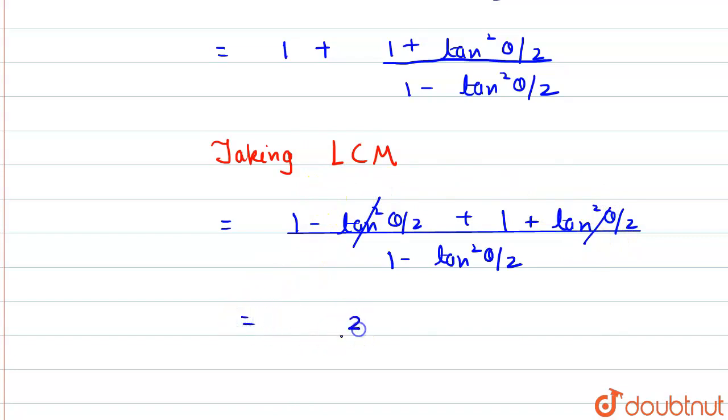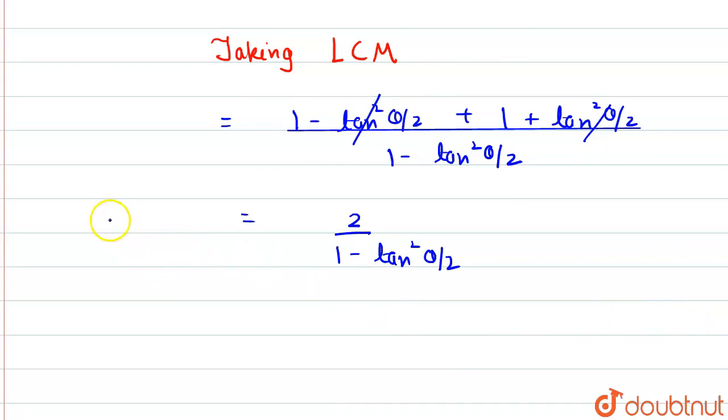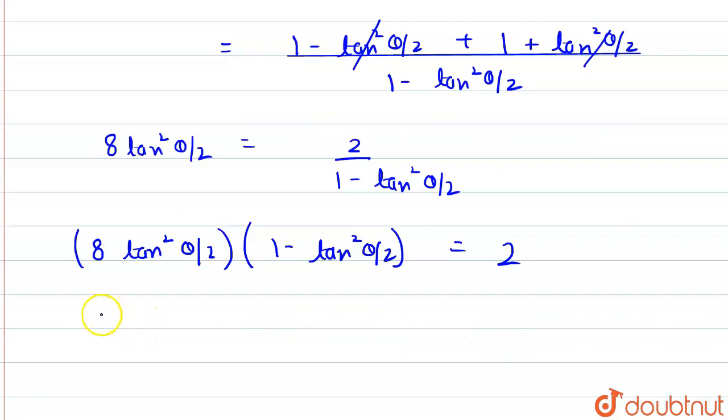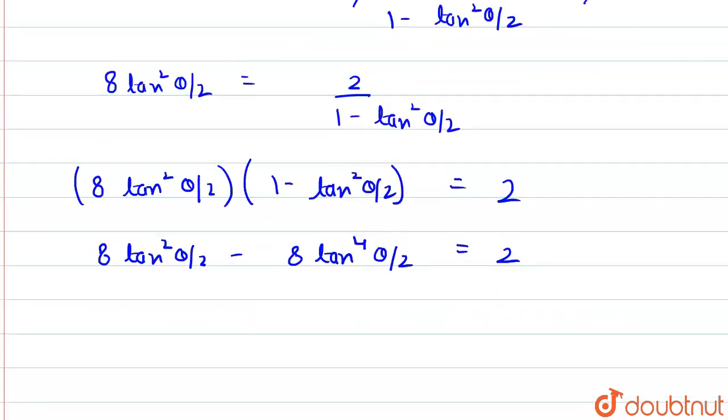So minus tan square theta by 2 and plus tan square theta by 2 will get cancelled and we will get 2 upon 1 minus tan square theta by 2, which is equal to 8 tan square theta by 2, right? So if I cross multiply, I will get 8 tan square theta by 2 into 1 minus tan square theta by 2 equal to 2. So multiplying, I will get 8 tan square theta by 2 minus 8 tan raised to power 4 theta by 2 equal to 2, right?